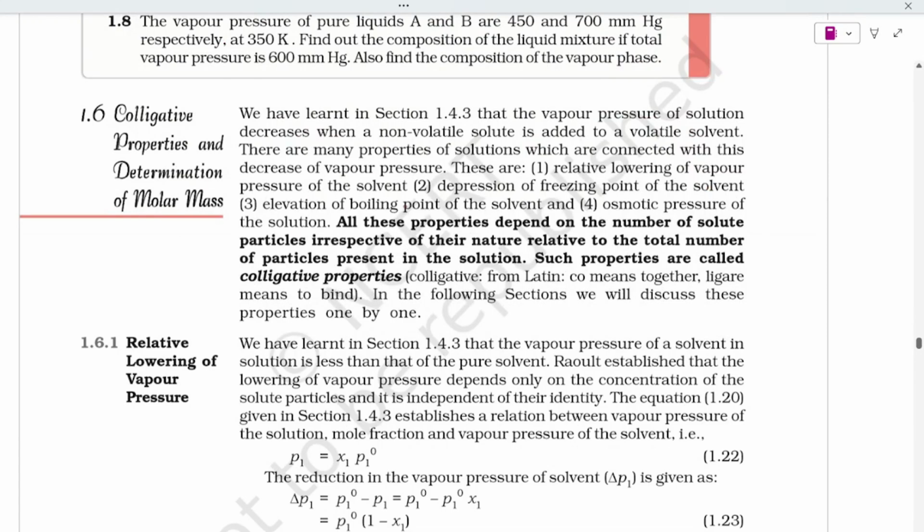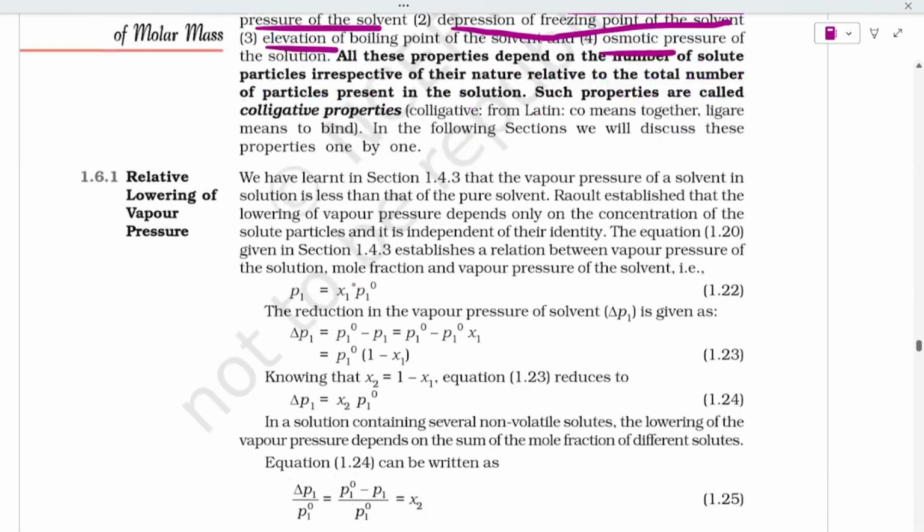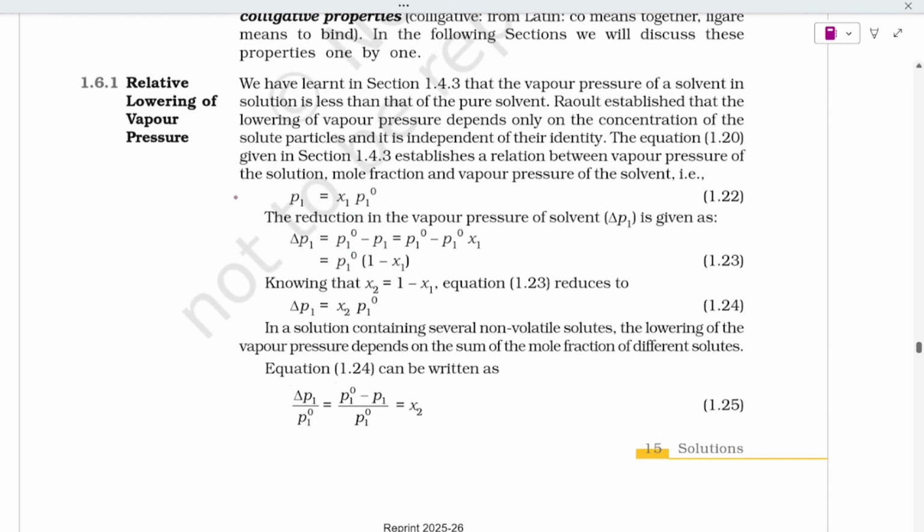Now we have learned that there are relative lowering of vapor pressure of solvent, depression of freezing point, elevation of boiling point, and osmotic pressure. These are the four colligative properties that we have. Now let's see about the relative lowering of vapor pressure, and let's discuss this formula.